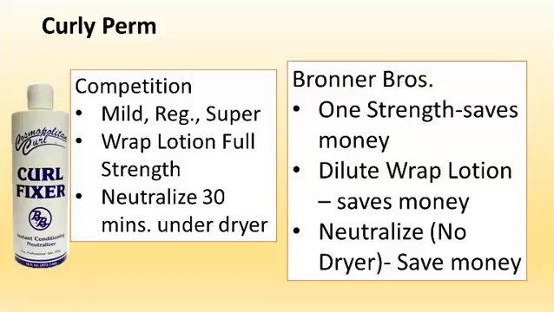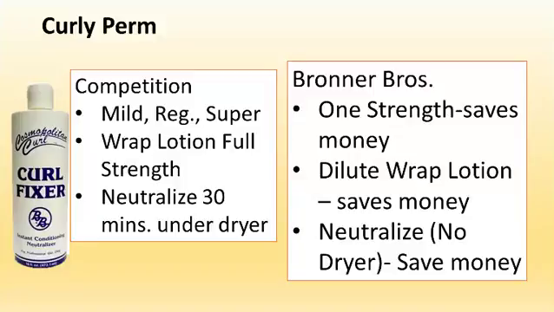The first step in doing this curl was the straightening process. With the competitor, you had to have a mild, a regular, or super formula on hand, so you could service whatever customer walked in your door. If the customer had thin hair, you use a mild. If they had a normal length hair, you use a regular. For coarse, thick, long hair, you use a super.